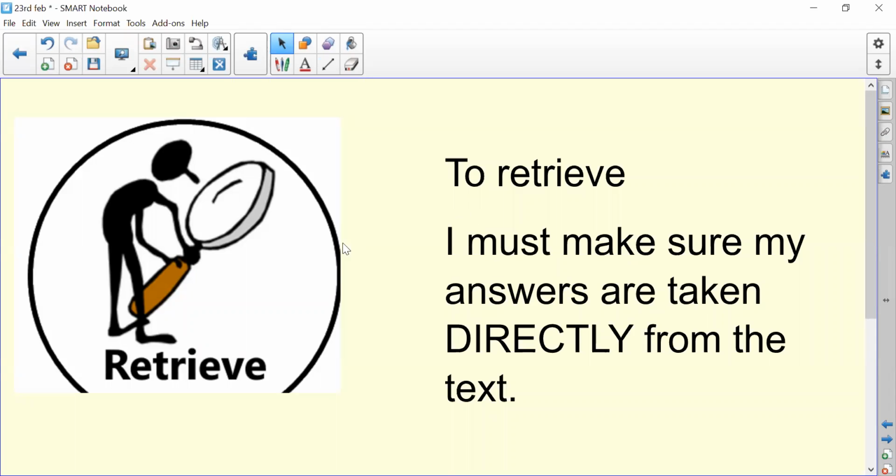So for retrieval, here we are, somebody looking for the clues and looking for the answers. I say clues, but that's more inference. The answers are staring you in the face in retrieval. You just have to take them from the text. So to retrieve, you must make sure that your answers are taken directly from the text. Instead of giving your opinion, explaining what you think might be behind it, you will actually see the answers. They are there. We can think of that perhaps as a magnifying glass, really looking at what is there.